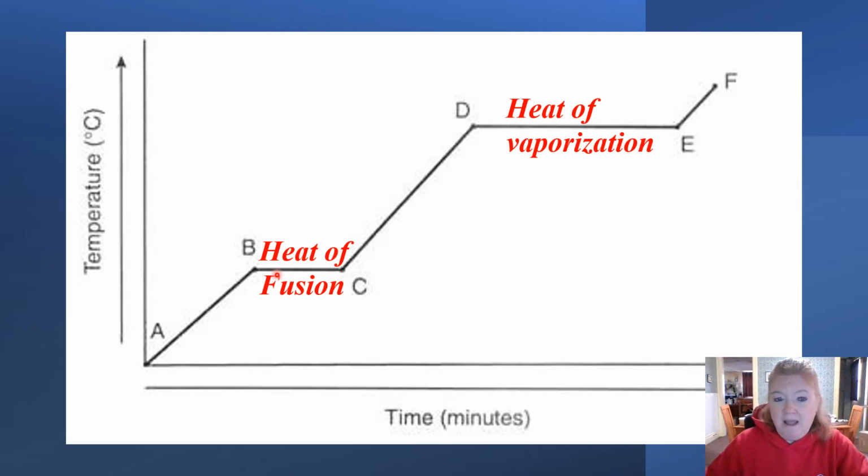How can I tell? The length of the line. Okay, because if I'm adding a consistent amount of heat, it takes less time to melt it than it does to boil it, which means I need to add more heat to vaporize than I do for fusion.